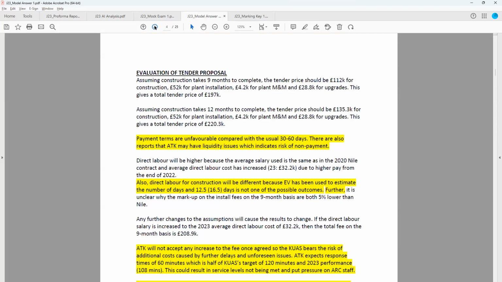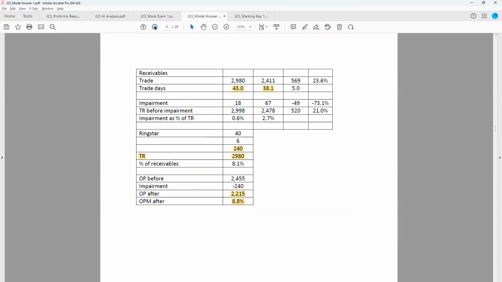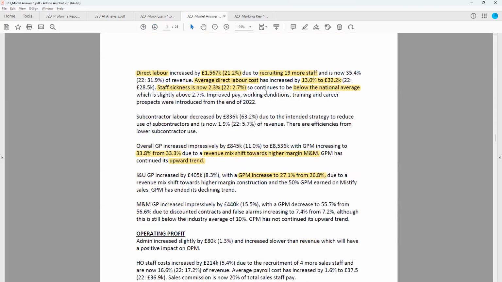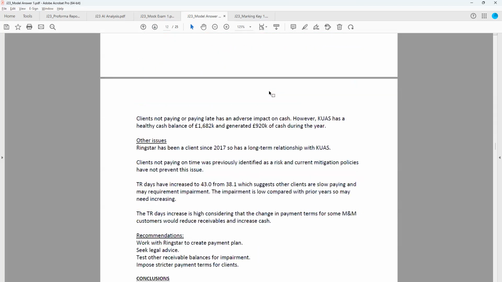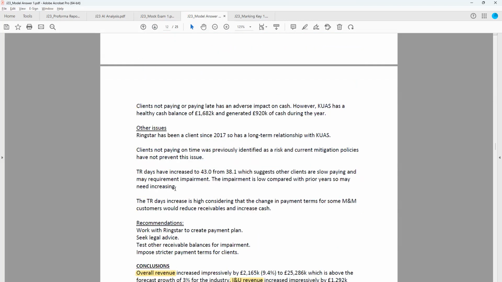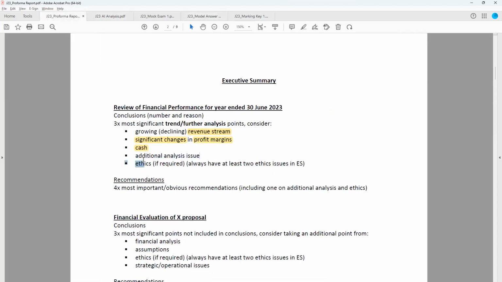But then we can think, well, what other points were in there that were quite significant? And then, of course, we said, well, actually, if you looked at trade receivables days, it looks as though other amounts might need impairment. And therefore, that is definitely something that needs to be brought to the attention of the directors. So we can see this was clearly a very important issue. And that's why I always say add in an additional point on whatever the additional analysis issue is.